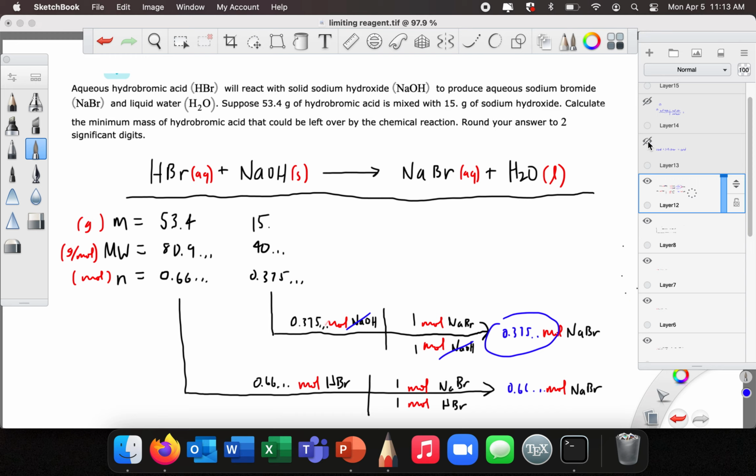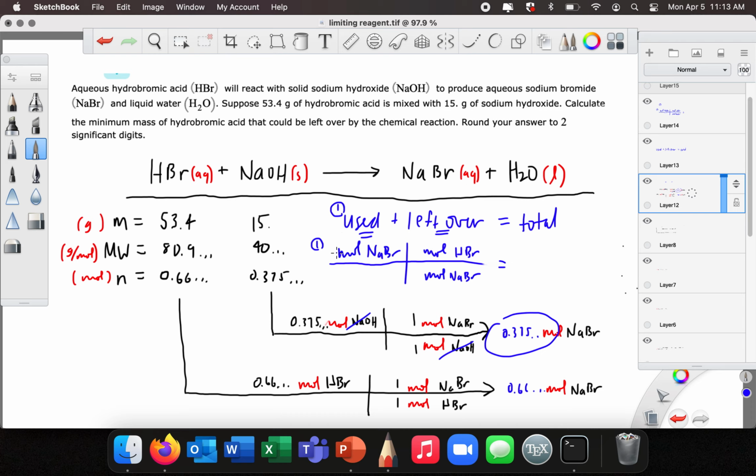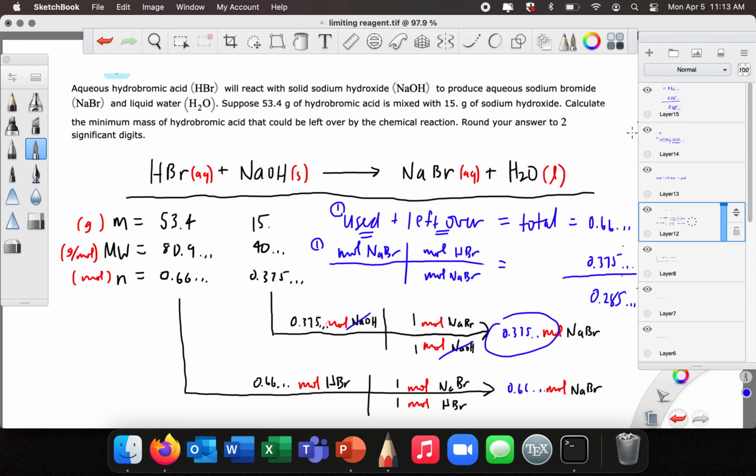So I'm going to say to myself, well, let's see. The HBr that's used plus the HBr that's left over is going to be my HBr total. This is my total right here, 0.66. Yep. All right, so let's calculate how much is used. If I use 0.375, I don't have to calculate that. I do have that written down. I'm going to use 0.375, right? Because that's how much was used.